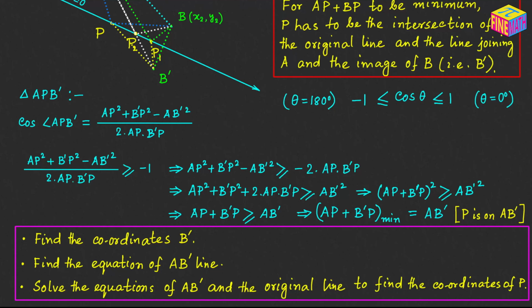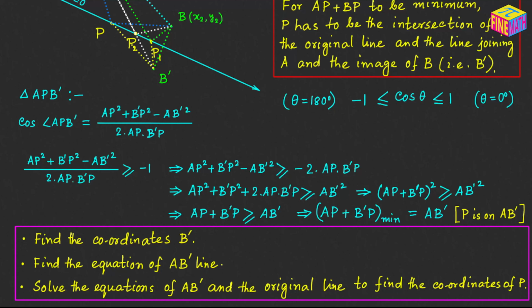So using that theory, we can easily find the coordinates of the image of the point B, and then we can also find the equation of the straight line AB prime, because A's coordinates have been provided already and we have calculated the coordinates of B prime. So we can easily create the equation of the line AB prime. And then all we have to do is solve these two equations, I mean the equation of AB prime and the equation of the original given straight line. If we solve them, we are going to find the location of P. I hope everything made sense so far.